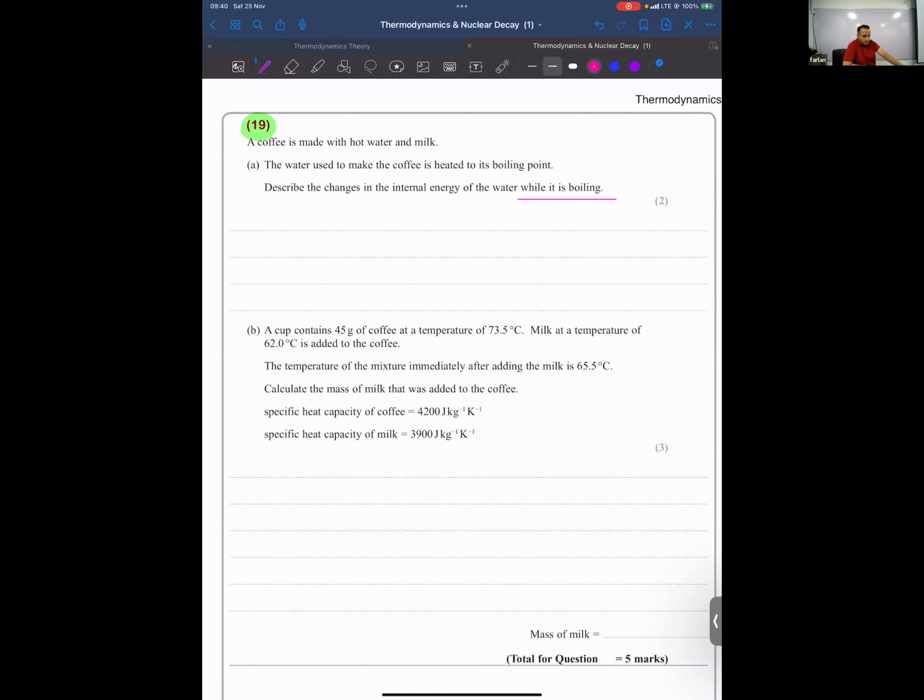They're asking, describe the changes in the internal energy of the water while it's boiling. Because the temperature is remaining constant, the mean kinetic energy of the molecules will remain constant, but whatever energy you are supplying will be stored as potential energy. Internal energy has two components, kinetic and potential energy. Kinetic energy remains constant, but the potential energy will increase. So it's a 2 marker. So the internal energy will increase.